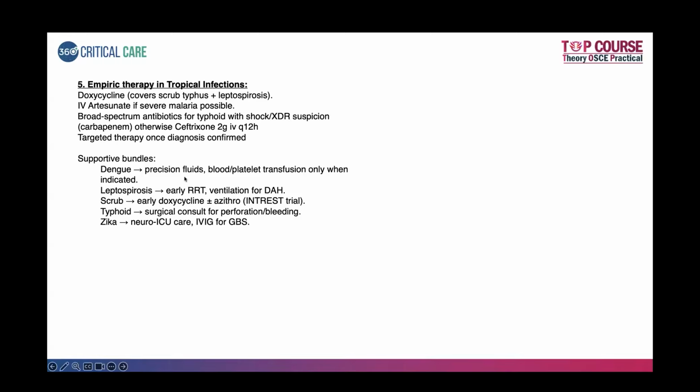For dengue, you go with precision fluids, and blood and platelet transfusions when indicated. For lepto, early RRT and ventilation for diffuse alveolar hemorrhage. For scrub, you go with combination therapy, doxycycline and azithromycin, based on the INTREST trial. For typhoid, if there is perforation or bleed, you need to get surgical consent. For Zika, if there is GBS, you go with IVIG. Even if there is ITP, IVIG is the mainstay of treatment.